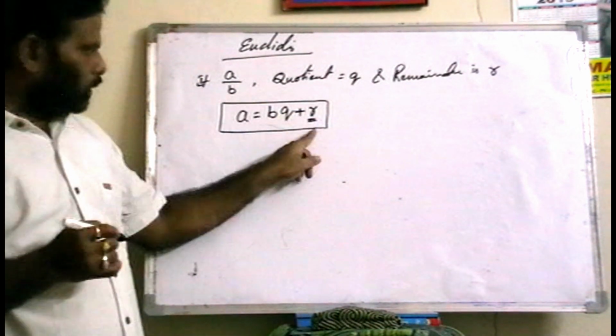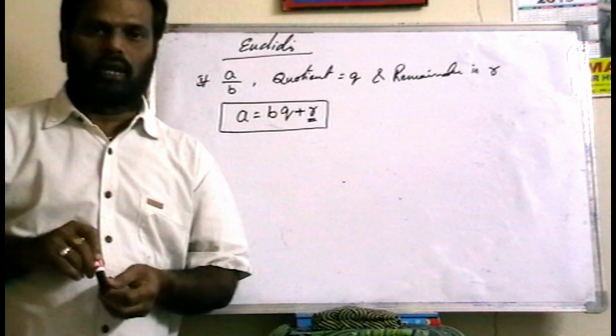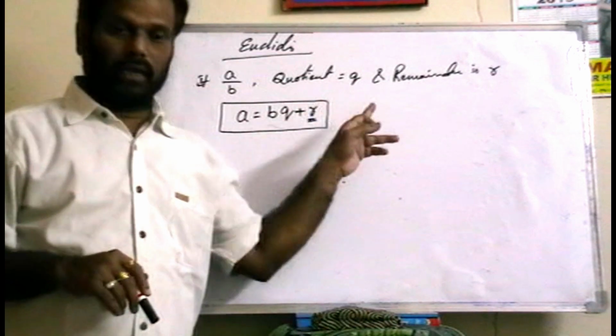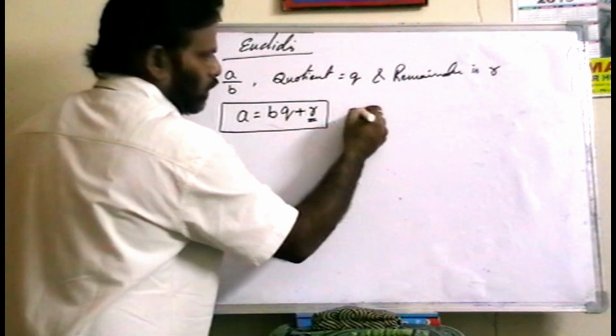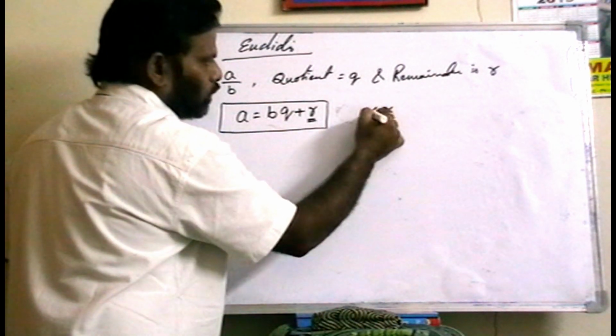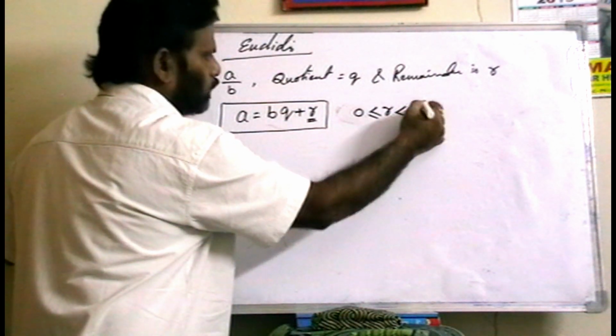Already just now we discussed this remainder. R is the remainder. The remainder is always more than or equal to 0 and less than the divisor. Where R is more than or equal to 0, less than the divisor, that is B.